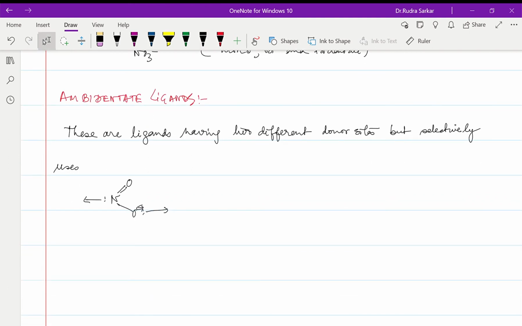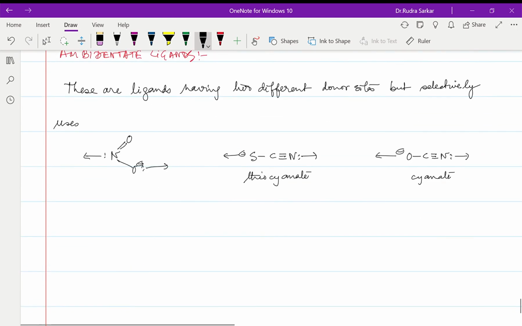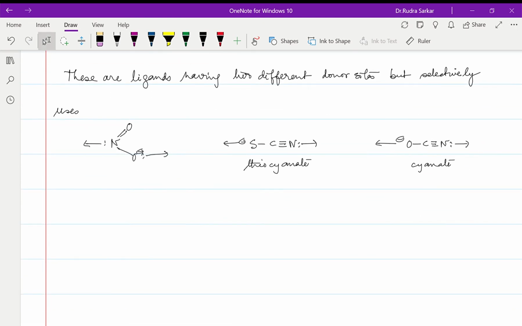ambidentate ligand. Even we can have something like SCN, where the lone pair is on the nitrogen and also on the S. So coordination can happen from S or from the N end. Similarly, we have OCN. This is called cyanate. This is called thiocyanate. So coordination can happen from O or it can happen from N.